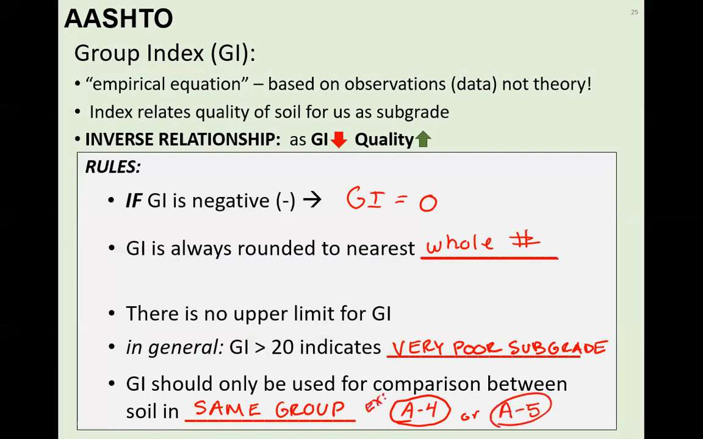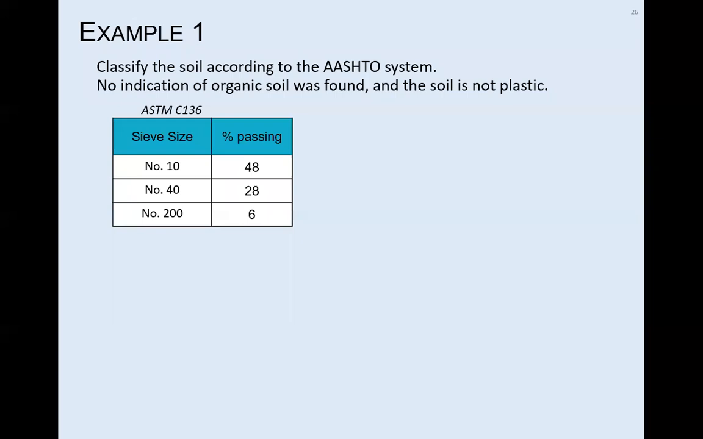That's an example there. All right, so let's look at an example here. Classify the soil according to the AASHTO system. There's no indication of organics, and the soil is not plastic, so it's only going to be granular. For that, we don't need to do a full sieve analysis for AASHTO, which is kind of nice because there's no coefficient of uniformity and no coefficient of curvature. For AASHTO tests, you really only need three things: the number 10, the number 40, and the number 200.